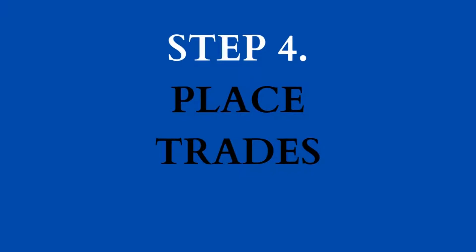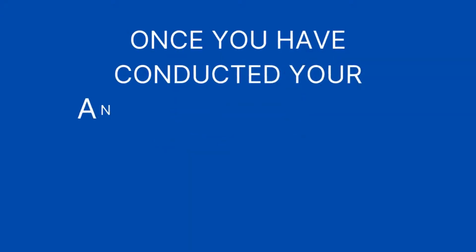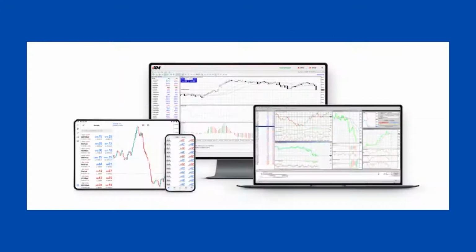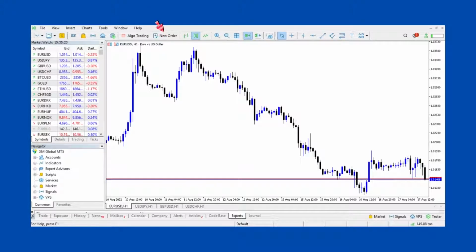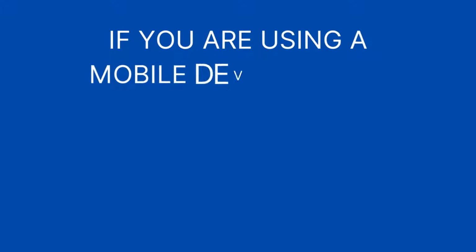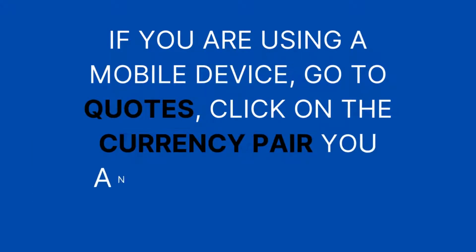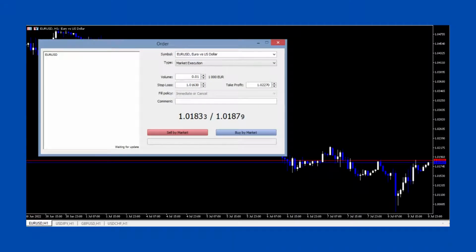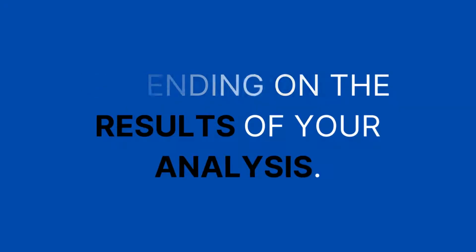Step 4. Place trades. Once you have conducted your analysis, and you can determine whether to buy or sell a currency pair, open the MT4 or MT5 you connected your account to on your mobile device or PC. Click New Order at the top left corner of the trading platform if you use a PC. If you are using a mobile device, go to Quotes, click on the currency pair you analyzed, and then select Trade. Enter lot size in the volume field according to your account size, stop loss and take profit, then click Buy or Sell, depending on the results of your analysis.